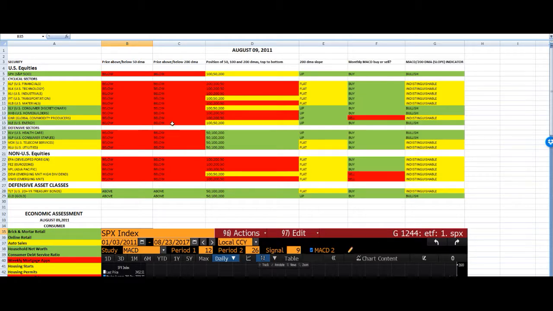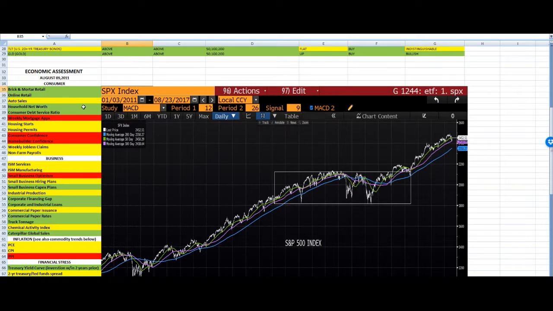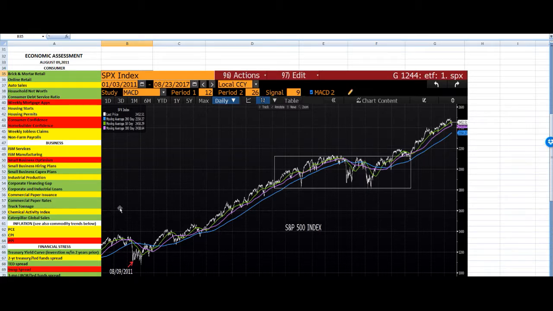Technicals were beginning to show some stress here in the short term, although the longer term trend indicators were very much intact. So technically the long term trends hadn't rolled over, and we still had an okay picture. The consumer mortgage apps were down a bit, consumer confidence was down, home builder confidence was down. Other than that, not bad. Business indicators were looking pretty good.